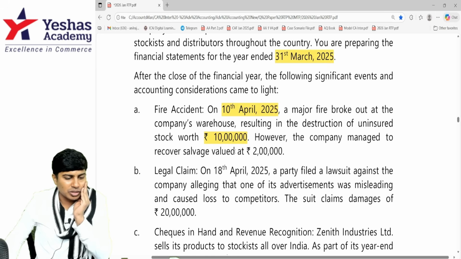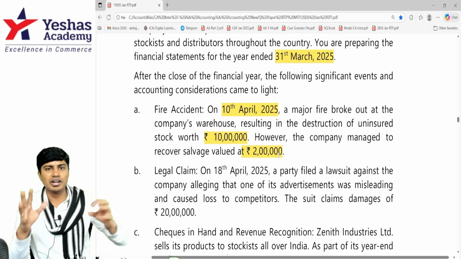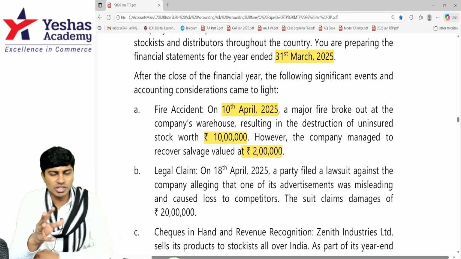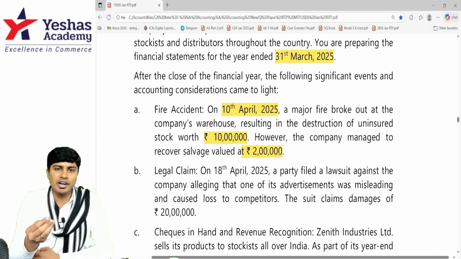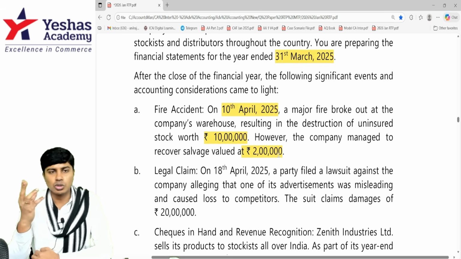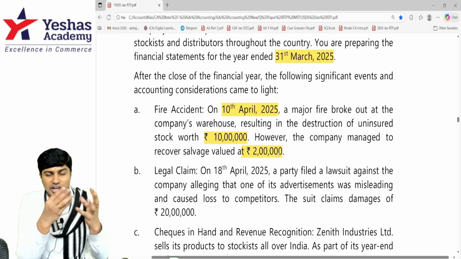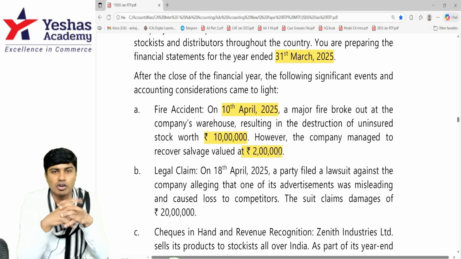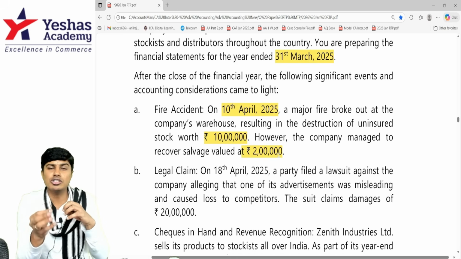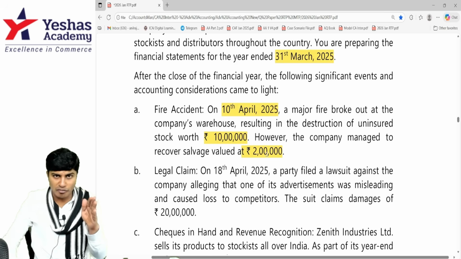However, the company managed to recover the value in salvaged condition, 2 lakh. That half burnt stock is there, like a half burnt roti, which can also be consumed, just needing some motivation. So with a motivated mindset, they sold the damaged inventory for 2 lakh rupees. The cost of inventory is 10 lakh rupees, and they sold it for 2 lakh. They incurred a loss of 8 lakh, and this 8 lakh loss is happening on 10th of April.